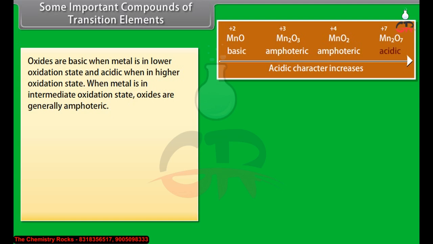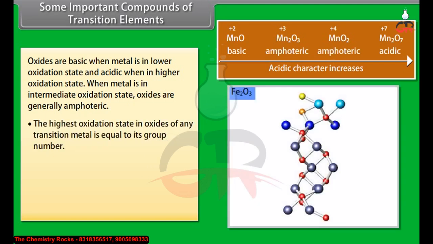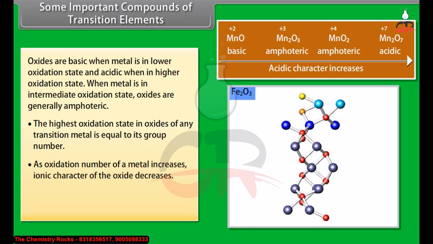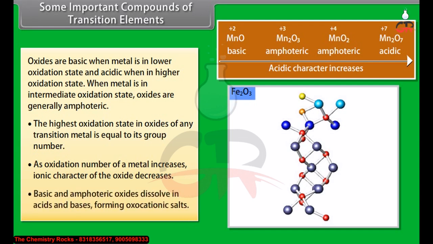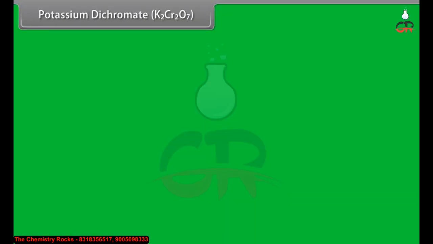When metal is in intermediate oxidation state, oxides are generally amphoteric. The highest oxidation state in oxides of any transition metal is equal to its group number. As oxidation number of a metal increases, ionic character of the oxide decreases. Basic and amphoteric oxides dissolve in acids and bases, forming oxocationic salts.